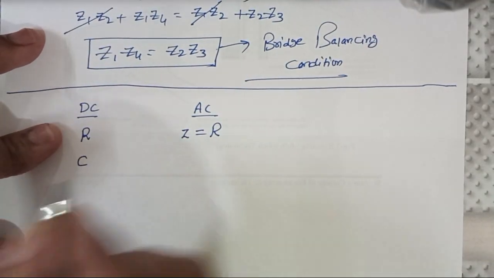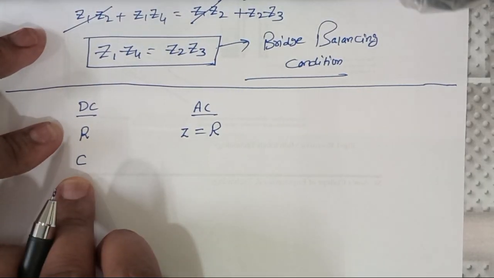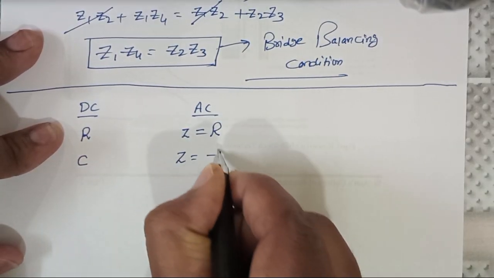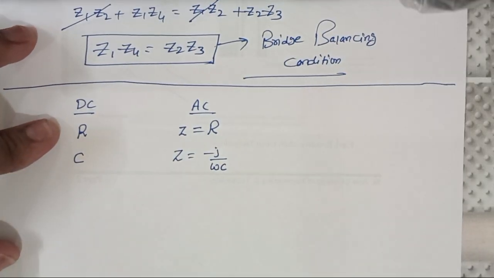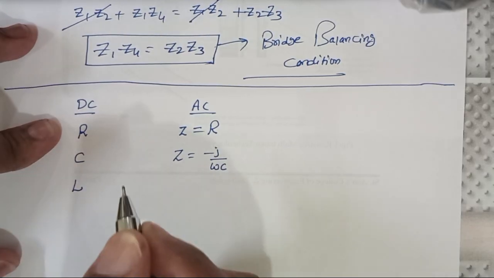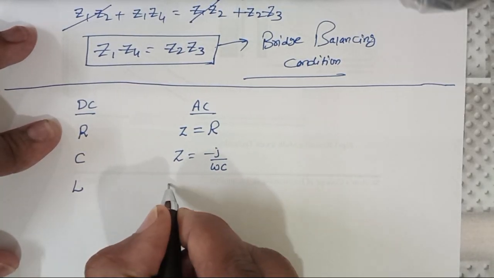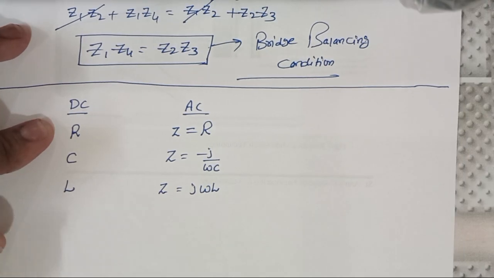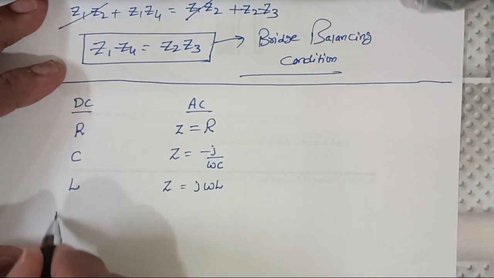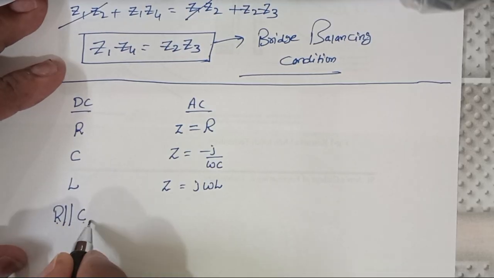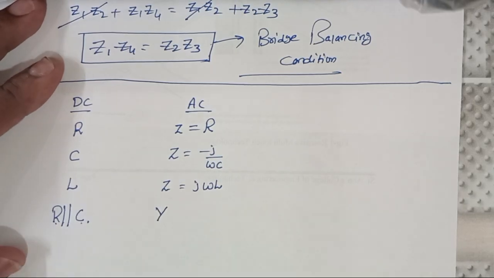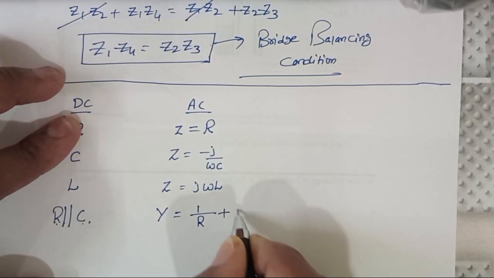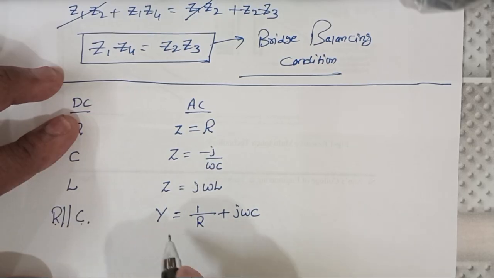When we have capacitance C in any arm, the equivalent impedance is Z equal to minus j by omega C. When we have inductance in any arm, the equivalent impedance is Z equal to j omega L. When we have a parallel combination of R and C, we have to choose admittance Y, and Y is equal to 1 by R plus j omega C. It is the equivalent value.